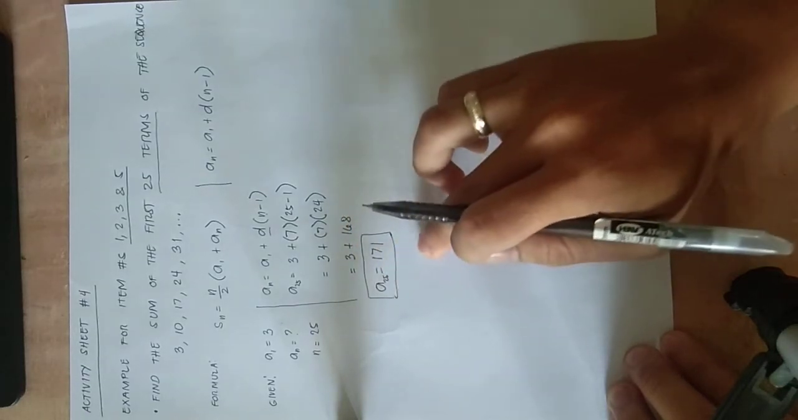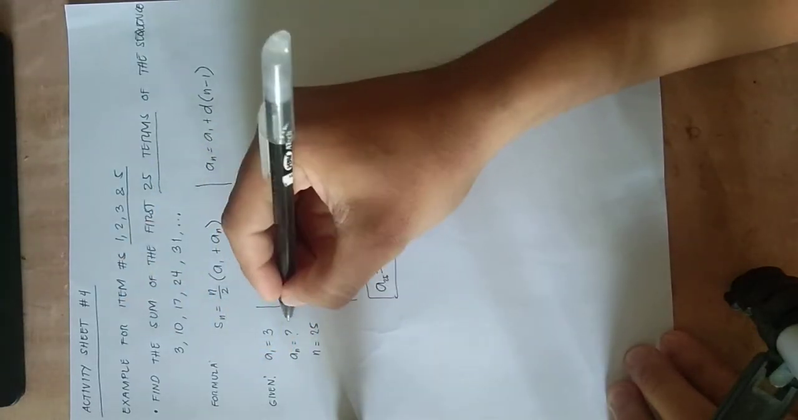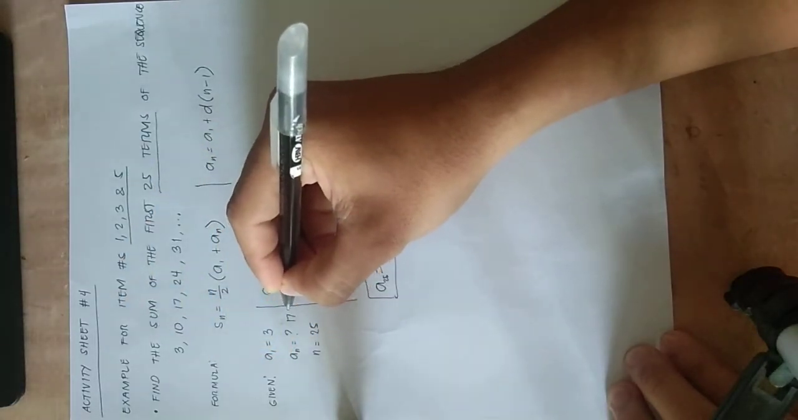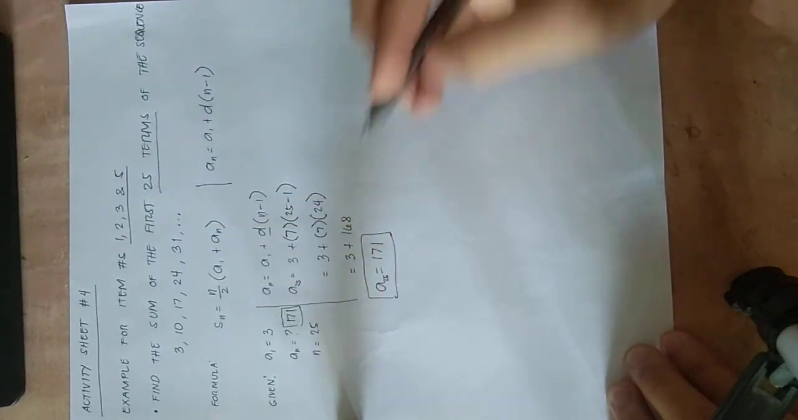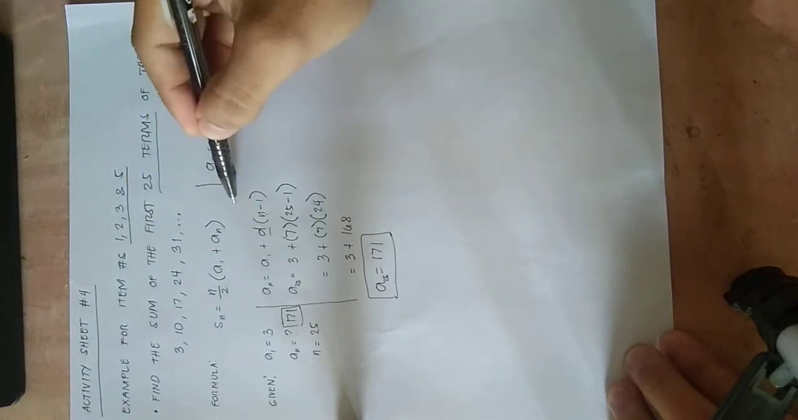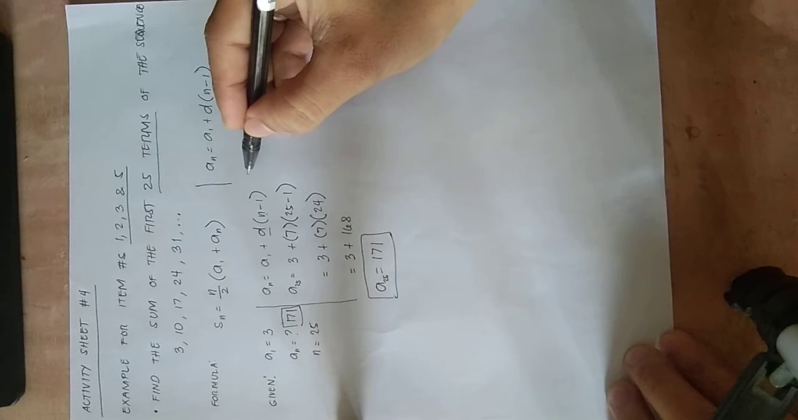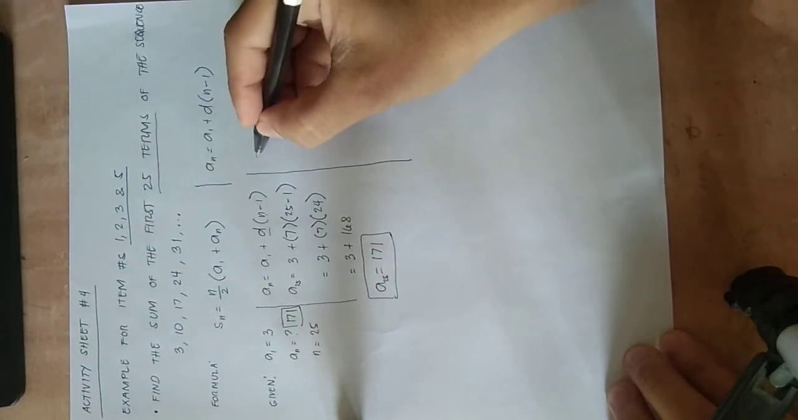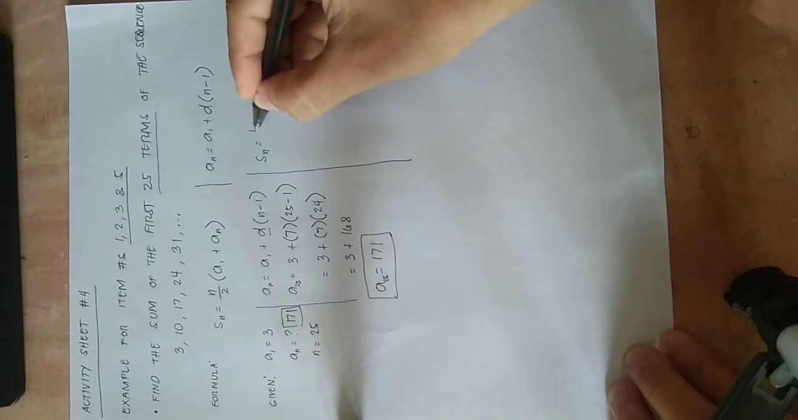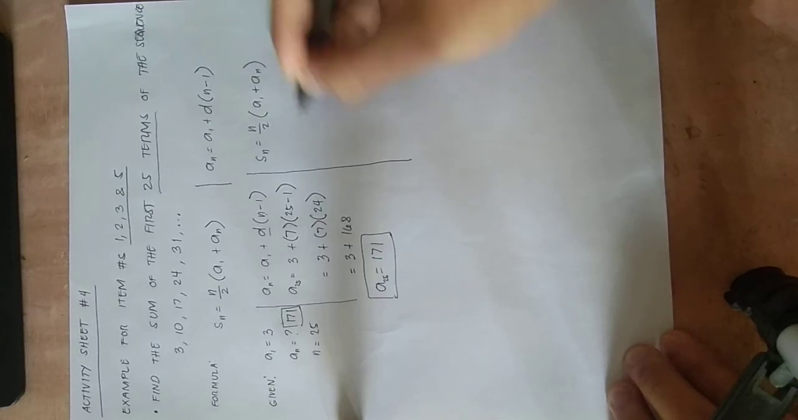Now, this is not our final answer. This is just the value of a sub n. So we now have the value of the a sub n, which is 171. Now we can make use of this formula to find the sum of the first 25 terms. So let us now use S sub n equals n over 2 times a sub 1 plus a sub n.